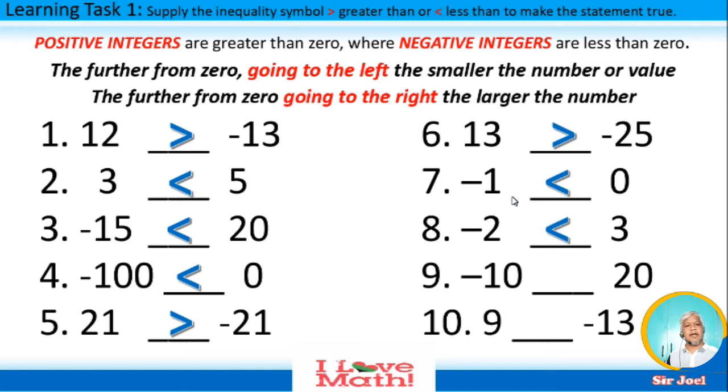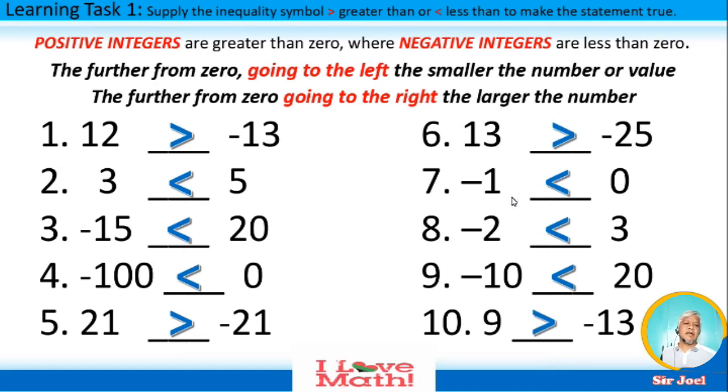Okay? Number 9, negative 10 compared to positive 20. Very obvious again that negative 10 is less than 20. And for number 10, 9 compared to negative 13. So, obvious ulit, 9 here is greater than negative 13.